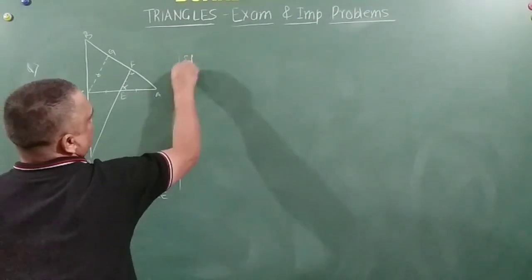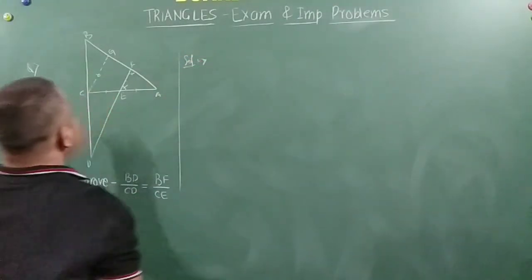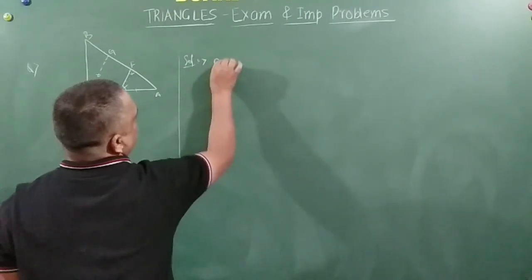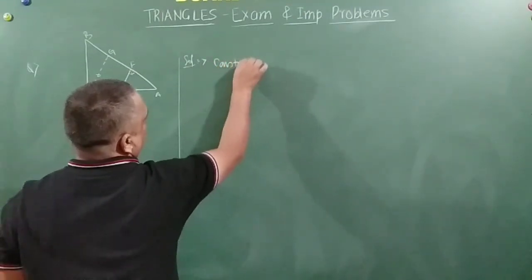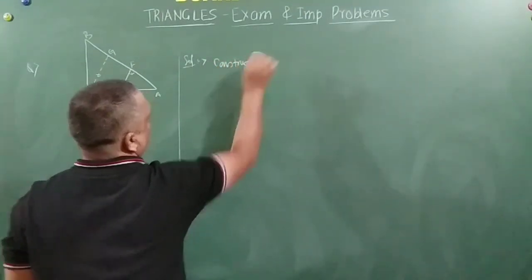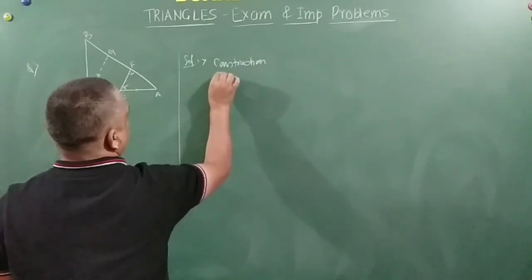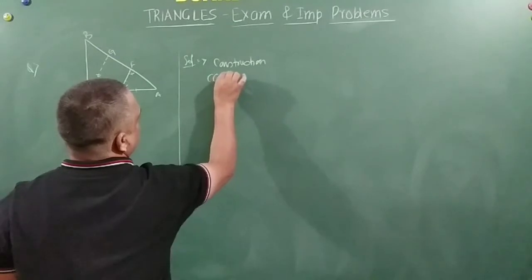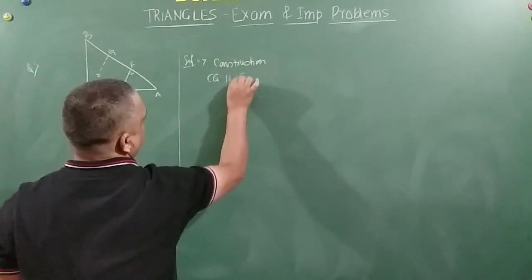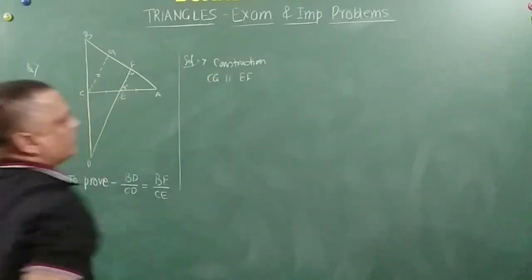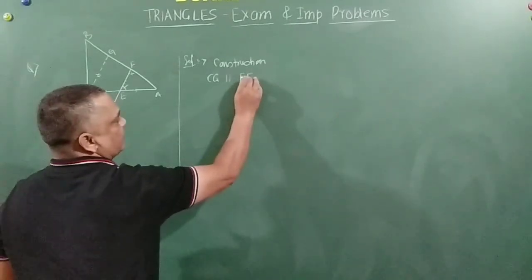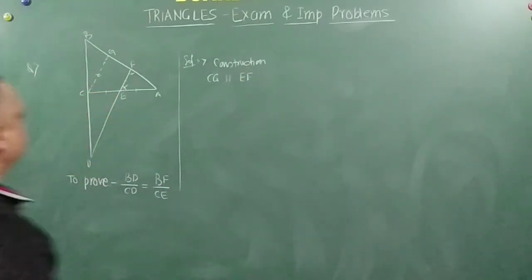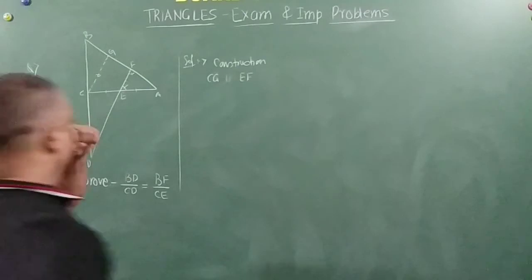Let's solve it. So the construction is CG is parallel to EF. I have written only this much; I have not written the statement completely. So this is the construction we are doing.